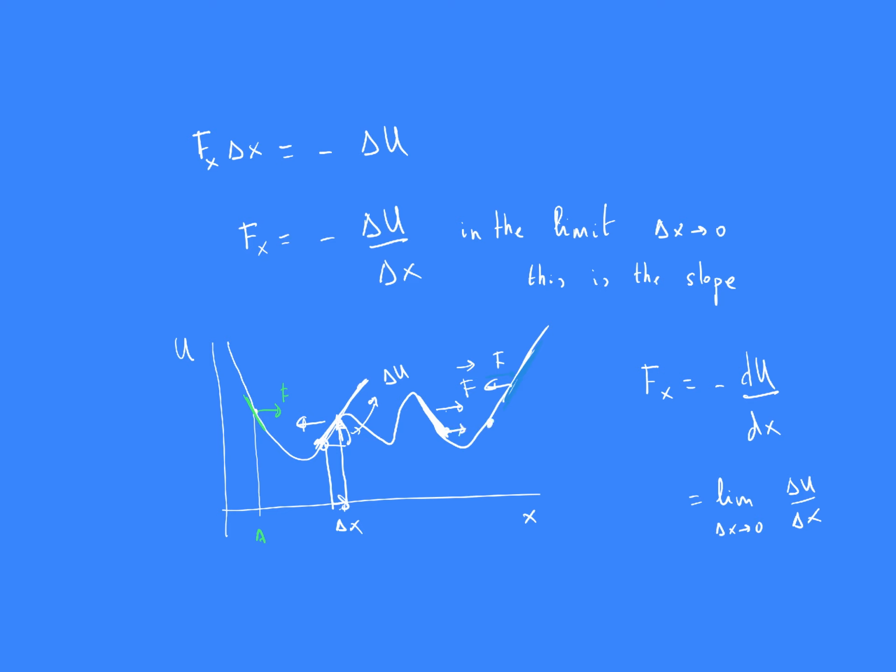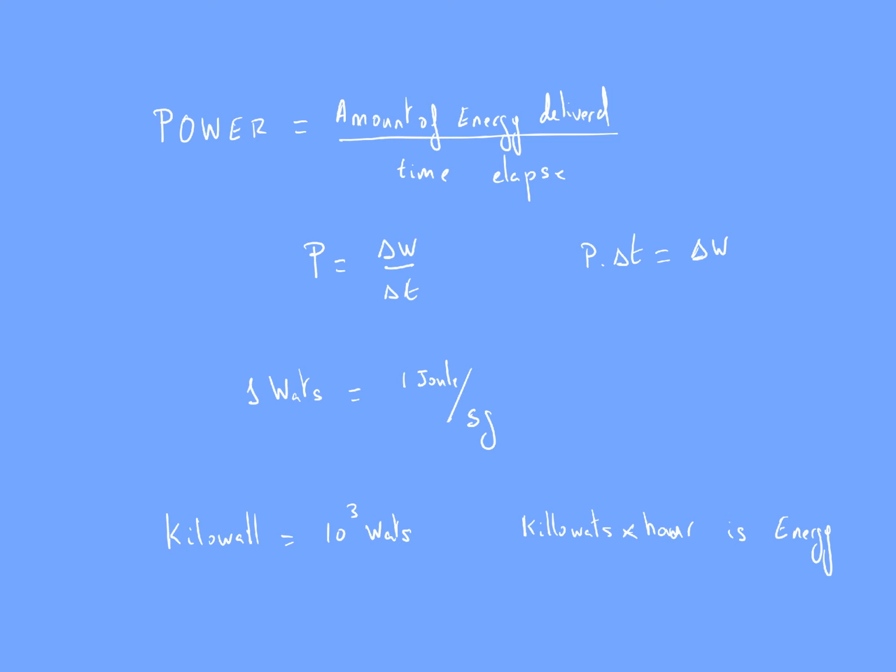When you are here, the slope is positive, so the force is negative. And when you are here, the slope is 0, so the force is 0 here. Wow. So you can analyze, and this is very important, this graph of U of x to analyze the motion of objects. Okay, let's go to another concept.